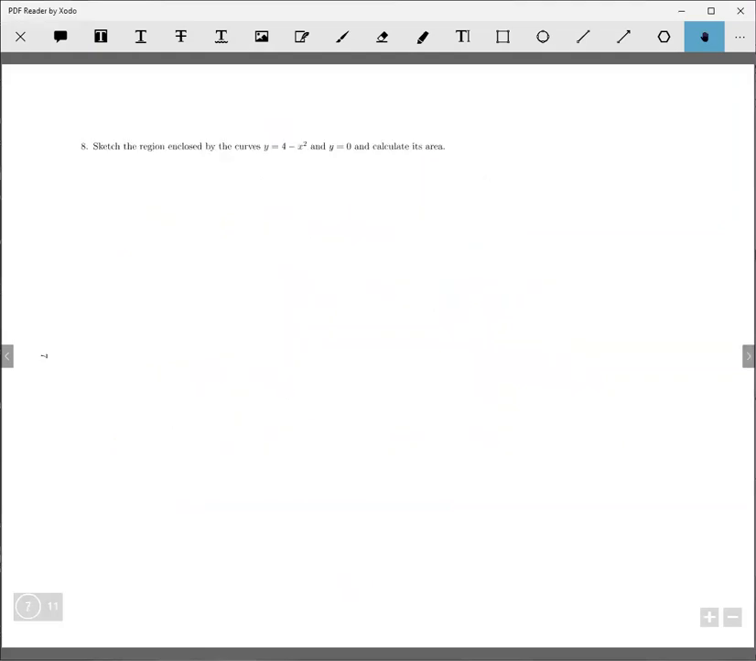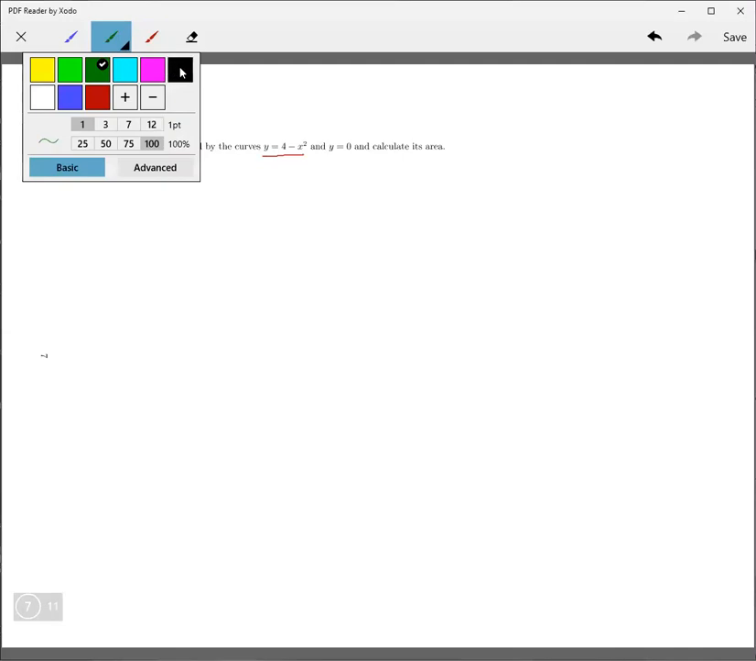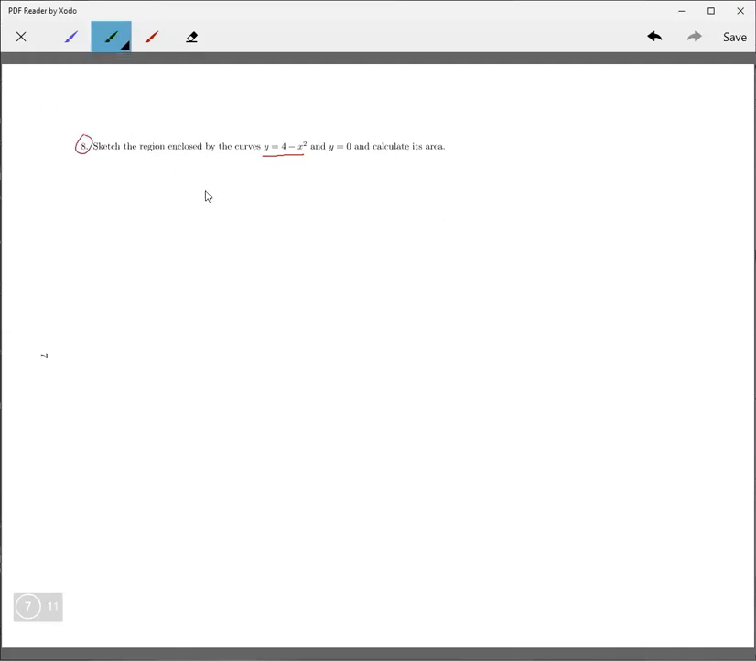Okay, let's go on to number 8. And what we're supposed to do here is sketch the region enclosed by these curves. y equals 4 minus x squared, and y equals 0. Okay, so by those two curves there. Let's go ahead and then also calculate its area.